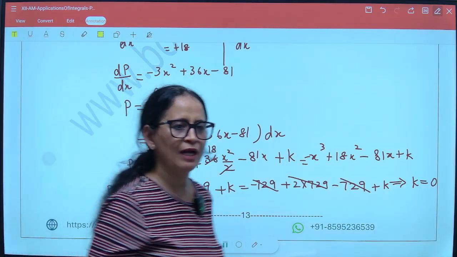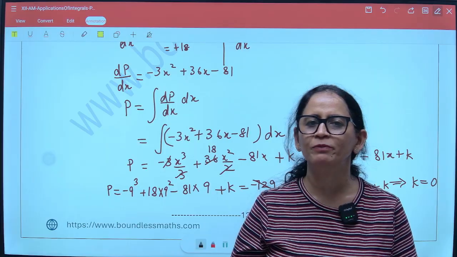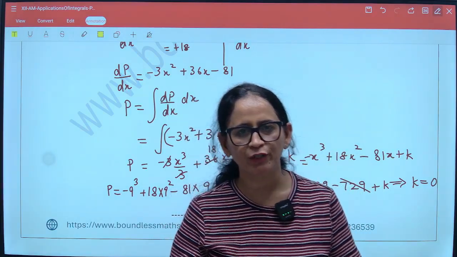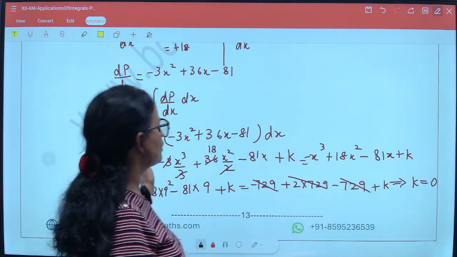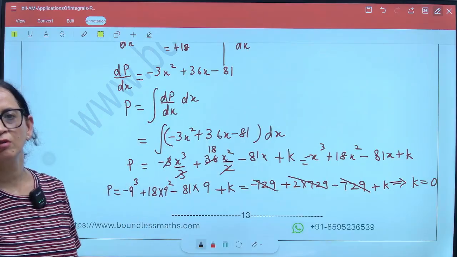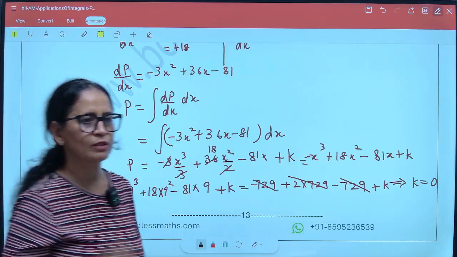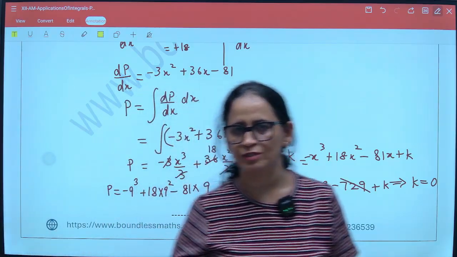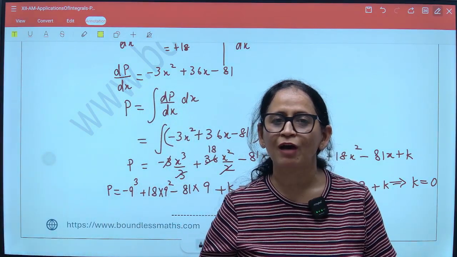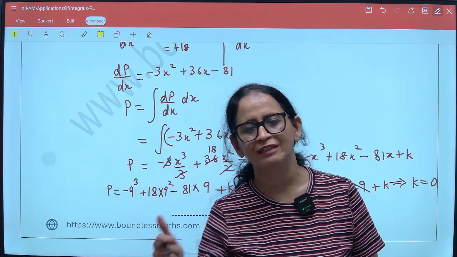So I hope you understood all the questions, how they are to be attempted for cost and revenue functions, whether it was maximizing the profit or whether it was just finding the cost and revenue functions from the marginal cost and marginal revenue functions.